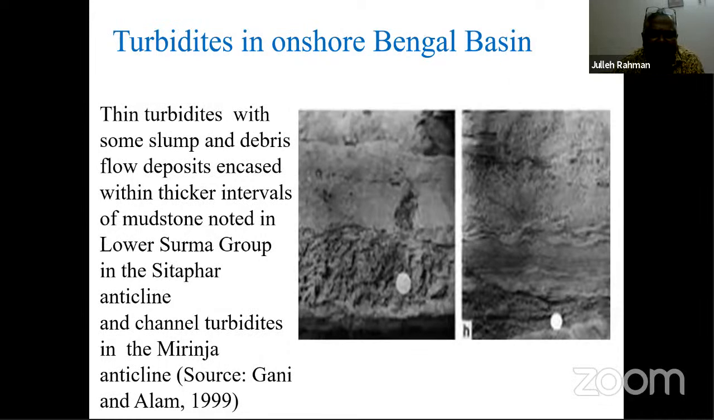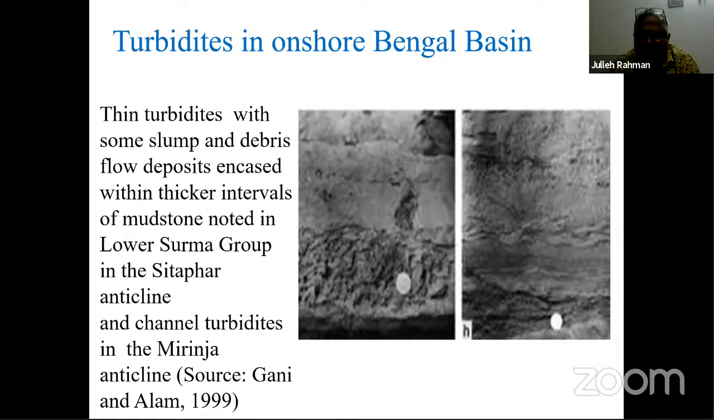And this is another example, the turbidites in the offshore gas field, that is Shango gas field that I was talking about. This is an earlier slide, this is deep water turbidites. Almost 3 or 4 Bouma divisions are observed there, TA, TB, TC, and so on. Not a complete one. Though Professor Humayun Akhtar told that he got the full division of turbidites in Sitapur Anticline, but I did not observe that.